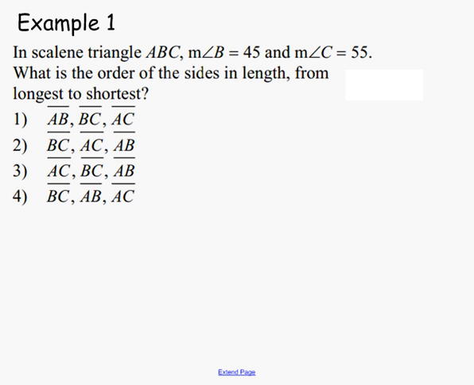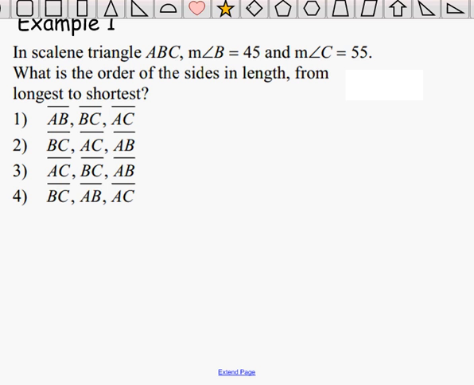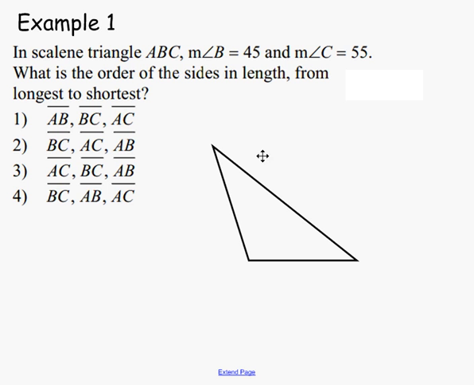Example 1 says, in a scalene triangle ABC, measure of angle B is equal to 45, measure of angle C equals 55. What is the order of the sides in length from longest to shortest? So I'm going to go ahead and just sketch a scalene triangle, and I'm going to label it A, B, and C. And what I know is that angle B is 45 degrees, so I'm going to write 45 degrees for angle B. And I know angle C is 55 degrees. And by the way, you're probably noticing by now that this is not drawn to scale.